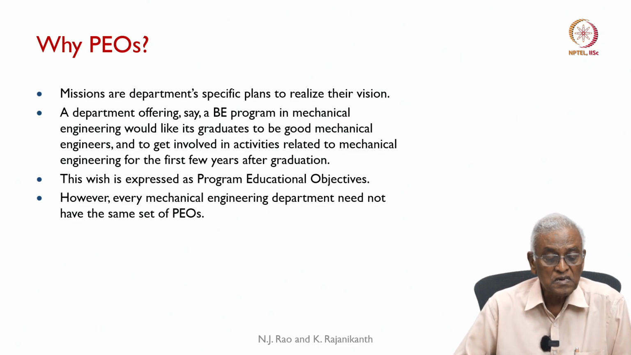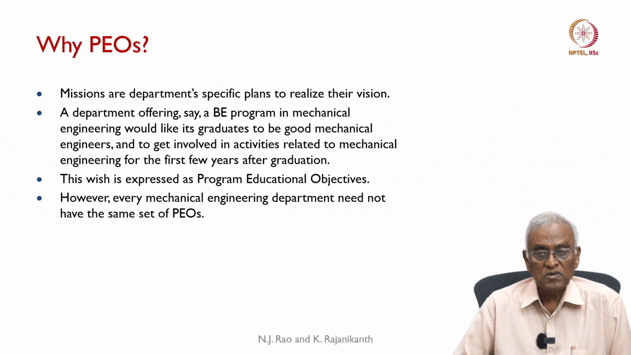We will explain what they are and what is the relationship between the three. Now we will look first at program educational objectives. We will keep referring to them as PEOs. Normally the institute in which the department is located has a vision and a mission, and the department has a vision compatible with the institute's vision, and then it has its own mission.